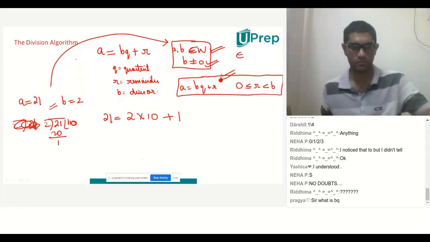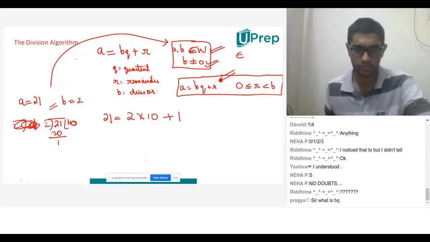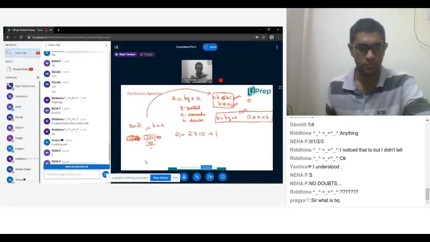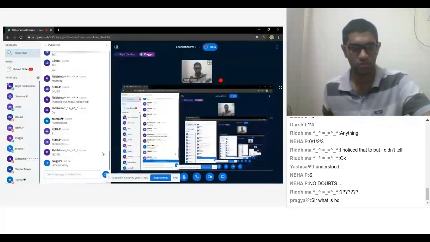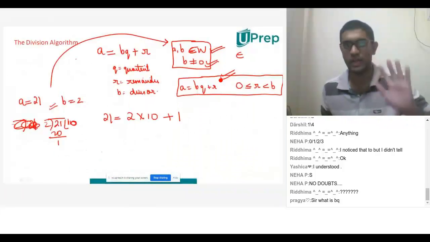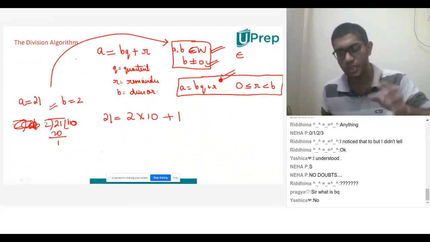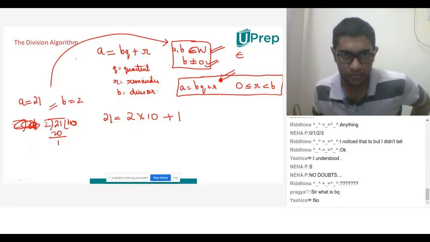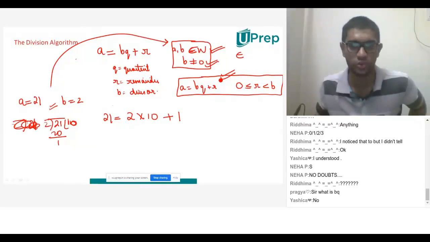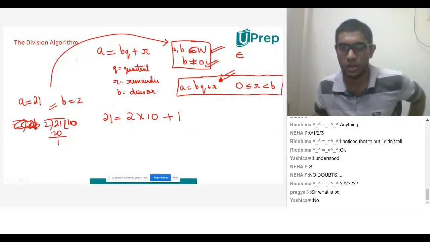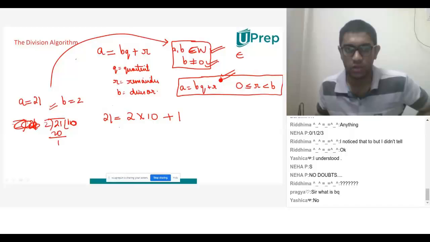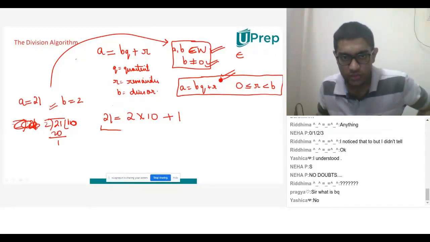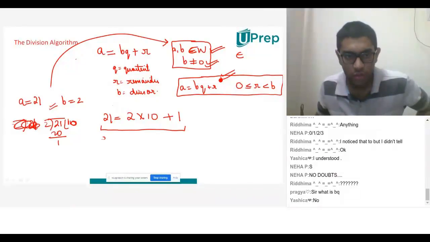Is this clear, guys? Any doubts over here? What is BQ? Relax. I will come to B, Q, R, A, B. B is the divisor, R is the remainder and Q is the quotient. Now, okay, sir. Now, guys, is this in the form of this?